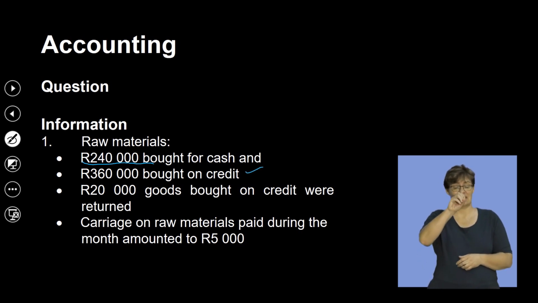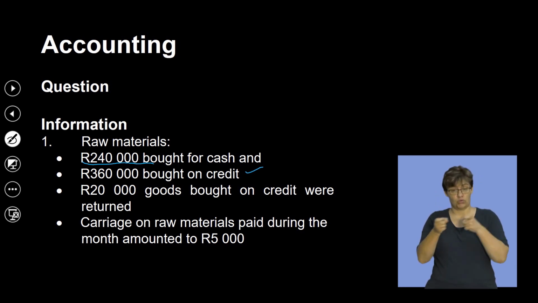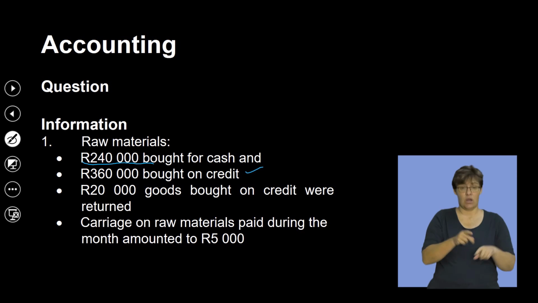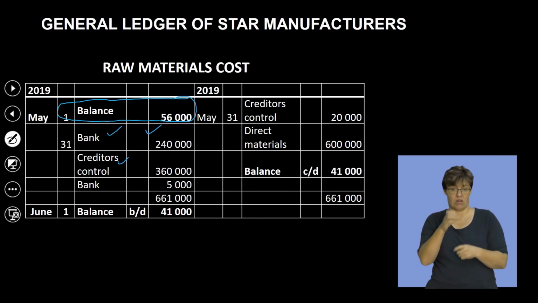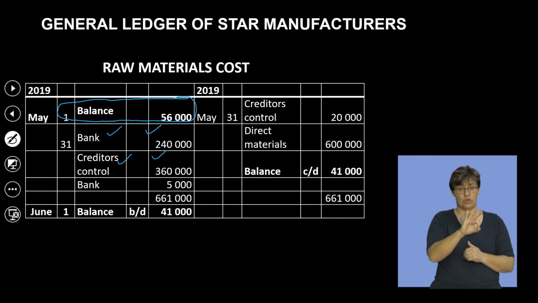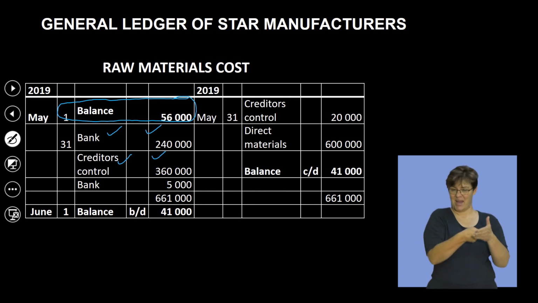360,000 rand was bought on credit. We purchased raw materials on credit. Once again, use your prior accounting knowledge. You bought on credit, so creditors control. Debit raw materials stock, credit creditors control. And here we go, there's your creditors control: 360,000 rand worth of raw materials were bought on credit.